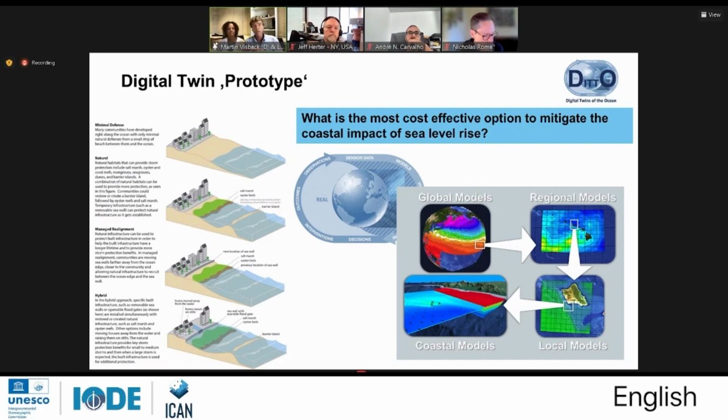And in digital twinning, you take the global system, go to a regional model, a local model, down to a coastal model, or even a very narrow model of a harbor. And now you ask the question, if I did intervention A, B, C, which one is the most cost effective, and so on. So digital twinning is very much this intervention step.